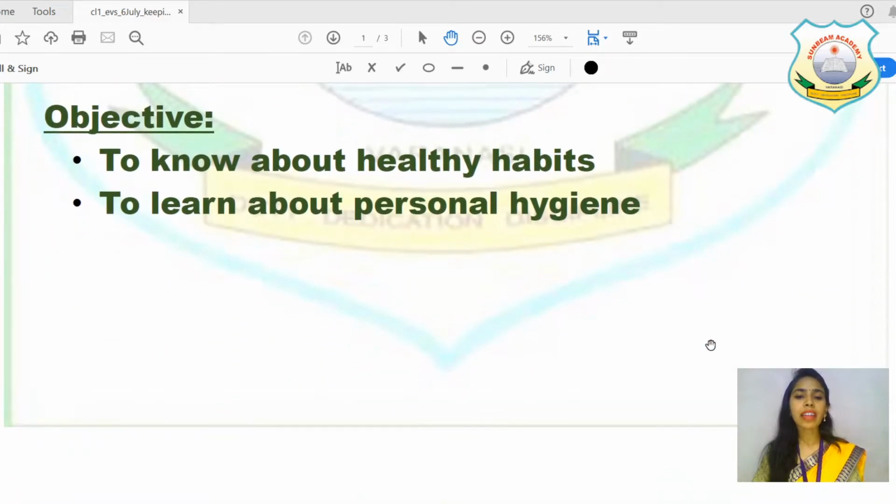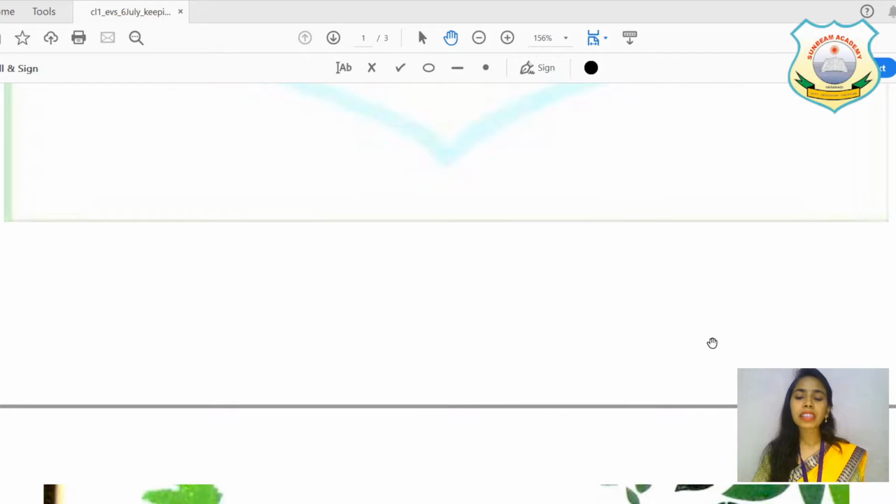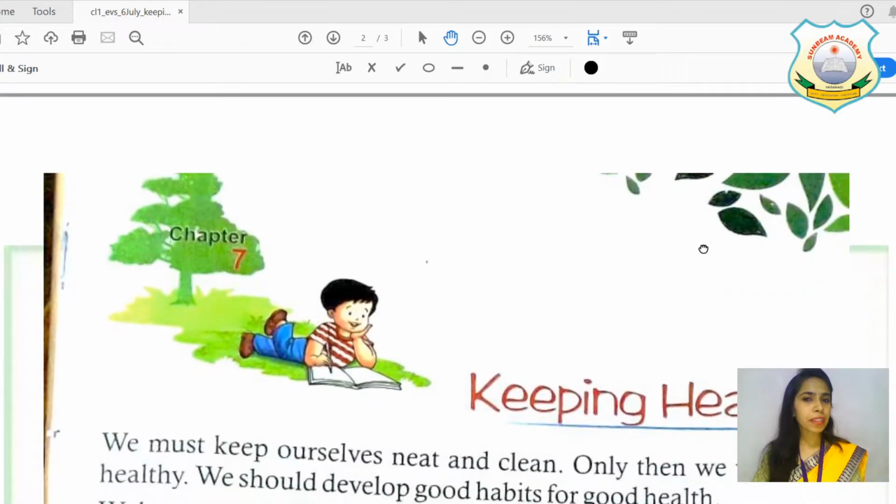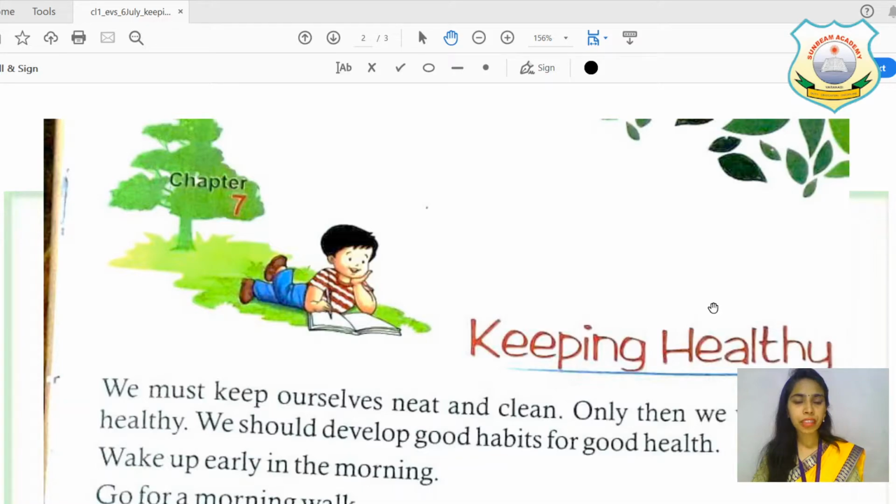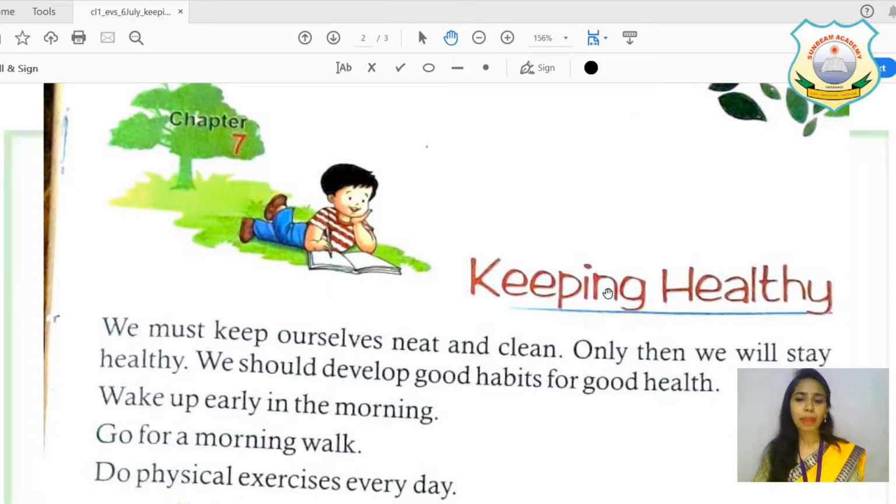So before we start, everybody, now I guess everybody is ready with their book. Everybody has opened page number 25. I hope that you all have opened page number 25 of your EVS book. Now here at the top, please write down today's date and CW, class work. What is today's date? That is 6.7.20, and don't forget to write CW. Now once you are done, let's start the chapter.